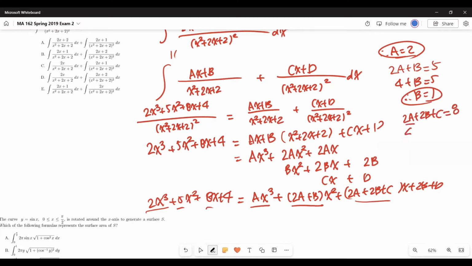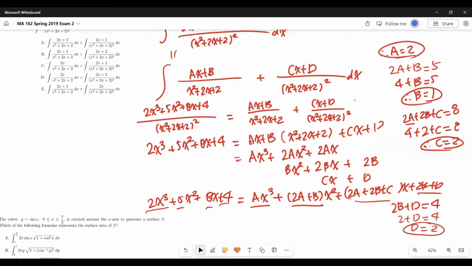2a, 4, 2b, 2 plus c. So c becomes 2. We have the c value. And then the d value: 2b plus d is supposed to equal 4. 2b plus d is equal to 4, and b is 1. 2 plus d equals 4, d is 2. So we have all those a, b, c, d values.